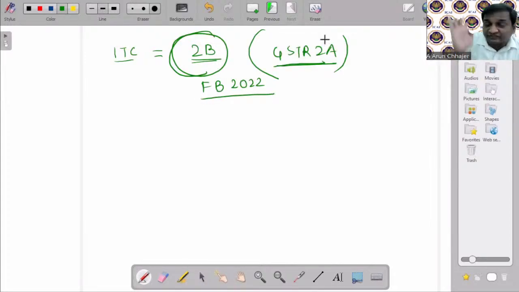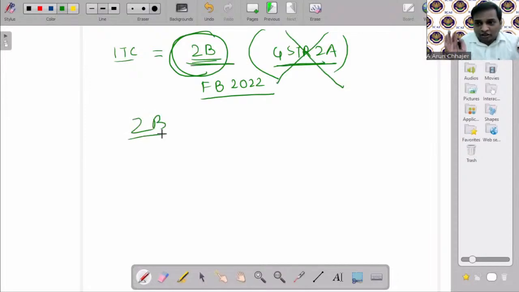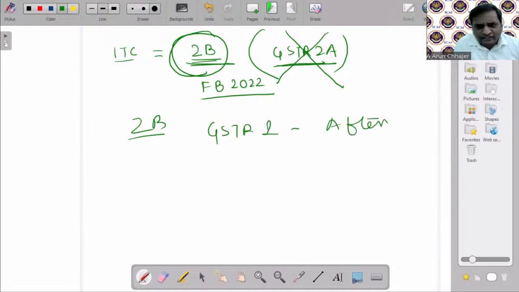Now, when you will be in the final, you will see the ITC base would not be the 2A, it would be 2B. And why 2B? Because the government also needs the supplier to file the GSTR1 in time and pay the taxes in time, then only we can give the ITC to the customer in time. If the GSTR1 is filed late after the due date, we will not give the ITC to the customer in the same month. We will give the ITC linking with the GSTR2B.